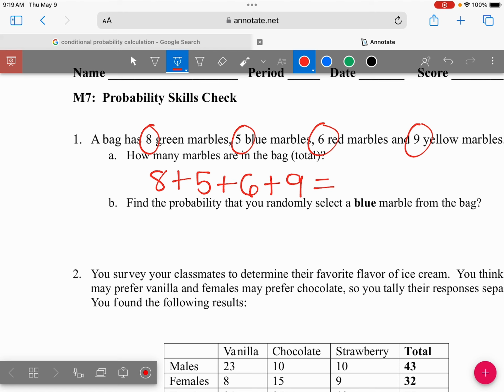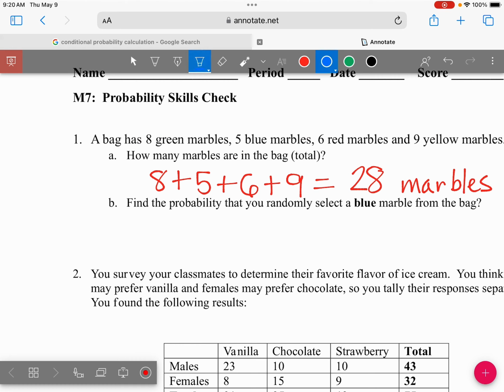All right, so what's 8 plus 5 plus 6 plus 9? I believe it's 28. Is that what it was? 28? So the answer to part A was 28 marbles. For part B, the probability that you select the blue. So anytime, and can you all write this because I was pretty picky on grading this. Whenever you see the word probability or a capital P, your answer should be a fraction.